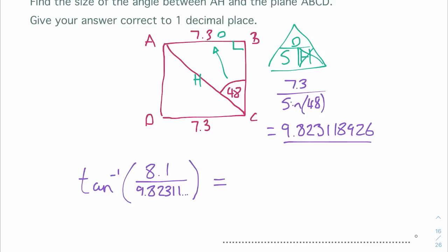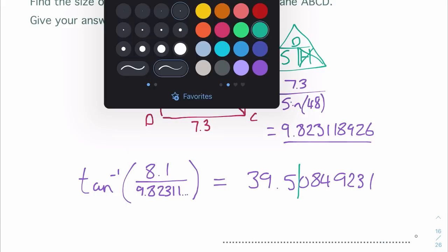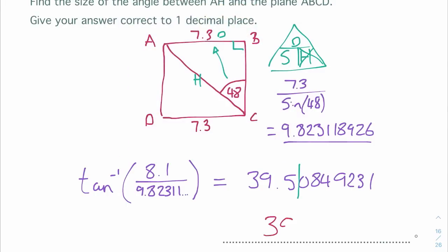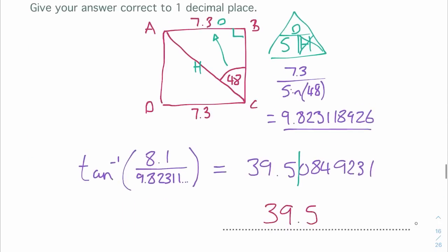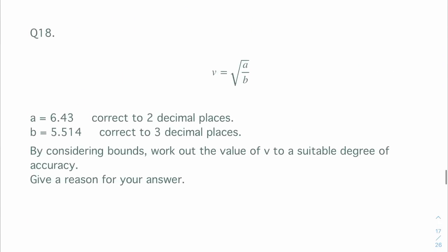So I'm going to press Shift-Tan, fraction, 8.1 on the top, answer button for the bottom, close my bracket, and we get 39.50849231. Okay, so we're rounding this now to one decimal place, so chopping that after the 5 just leaves us with 39.5, and there we go. So 39.5 degrees is the final answer, and there's some 3D trigonometry. Okay, on to our next question.